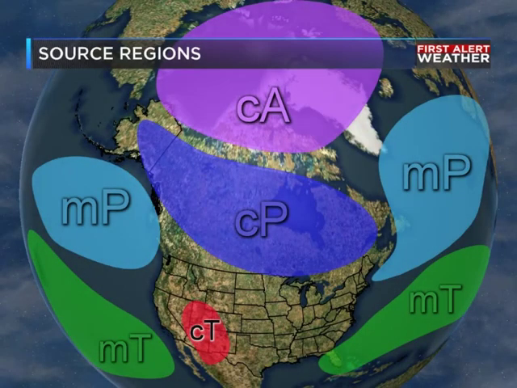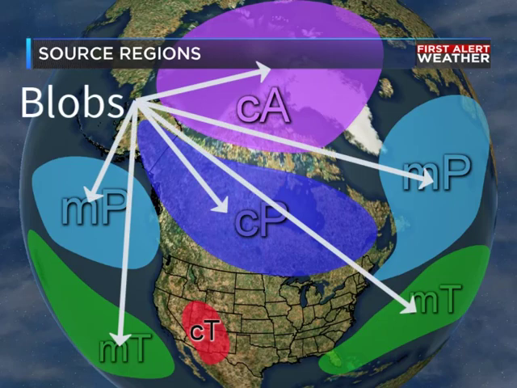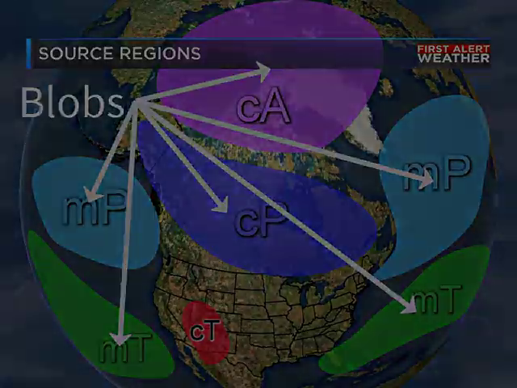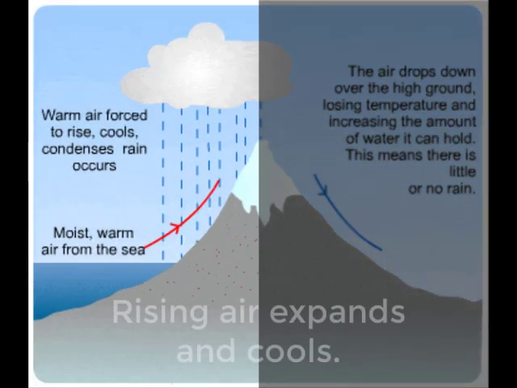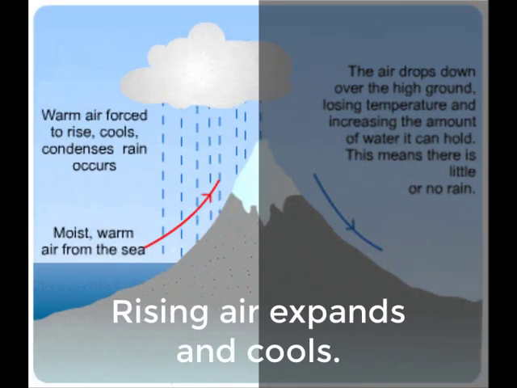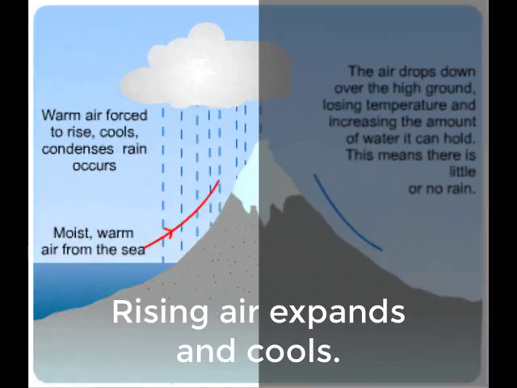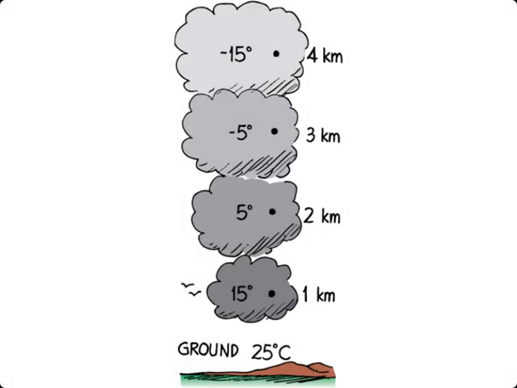Adiabatic processes in the atmosphere occur in large masses of air that have dimensions on the order of kilometers. We'll call these large masses of air blobs. As a blob of air flows up the side of a mountain, its pressure lessens, allowing it to expand and cool. The temperature of a blob of dry air that expands adiabatically changes by about 10 degrees Celsius for each kilometer of elevation.